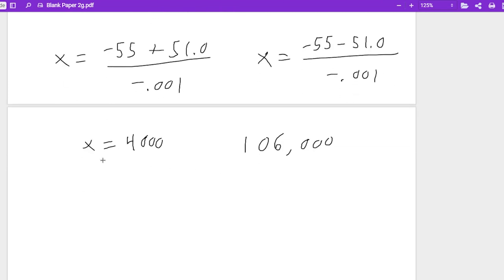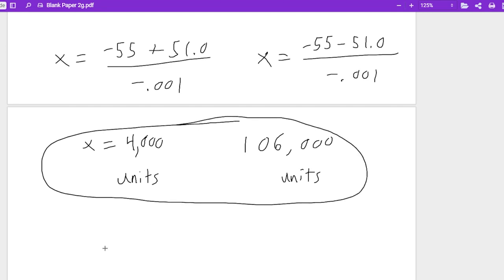And I'm going to tell you that both of these answers are possible. Why? Because it's possible to produce 4,000 toasters, and it's also possible to produce 106,000 toasters. So both answers are right because both answers are positive.